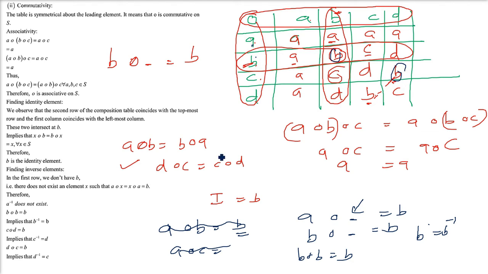C operation with D is what? B. So this D is the inverse of C. This is how D inverse is C, C inverse is D, and B inverse is B. I hope you have got the idea. So the identity element is B. Identity element is simply when you operate it with any element, the value should come back. So you just have to see in row and column at what point the identity comes, and that is going to be the inverse. Okay.